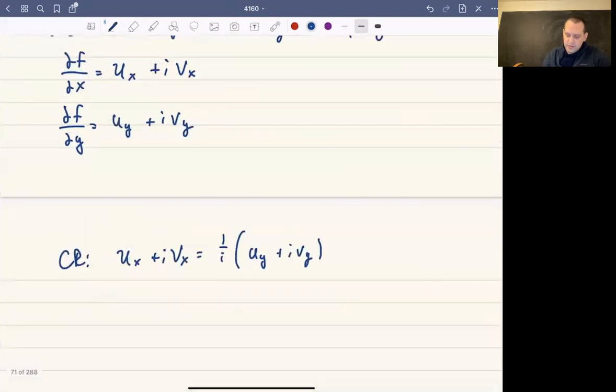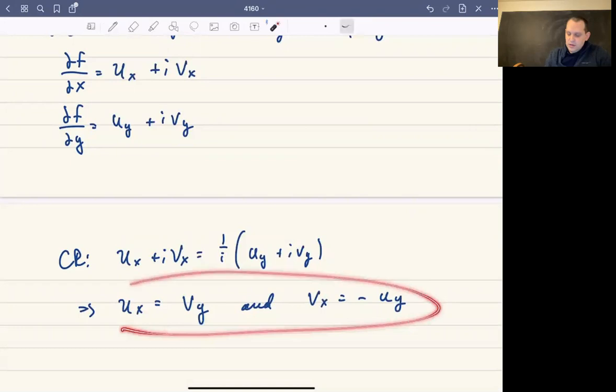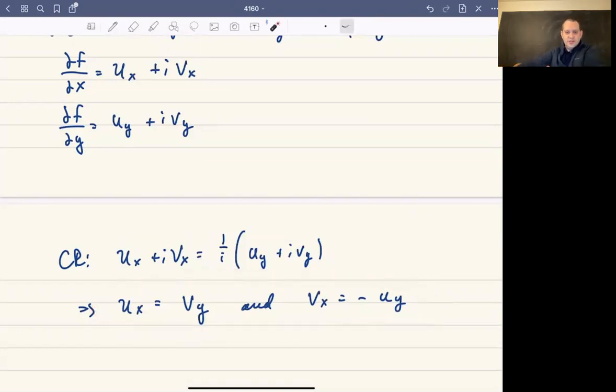And then if you think about what this means, this tells you that u sub x is going to be equal to v sub y, and v sub x is going to be equal to negative u sub y. So this is why we call them the Cauchy-Riemann equations, is that there's actually two if you think about comparing the real and the imaginary parts. And I'm cheating slightly. Really, all of the quantities that I should have had here are at the point z naught, and so on. I'm not going to go back and fill it in, but this is the idea. These are the Cauchy-Riemann equations.